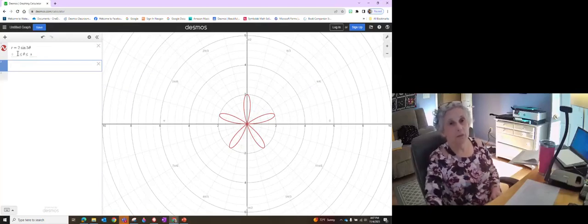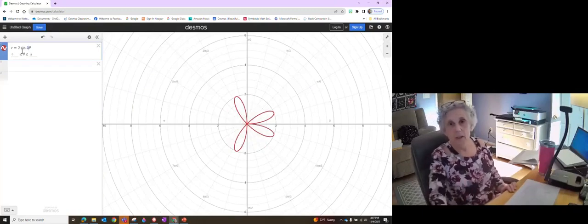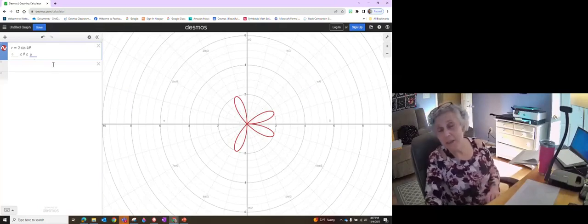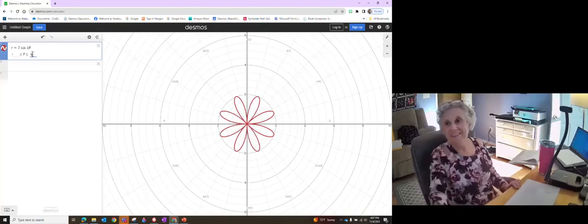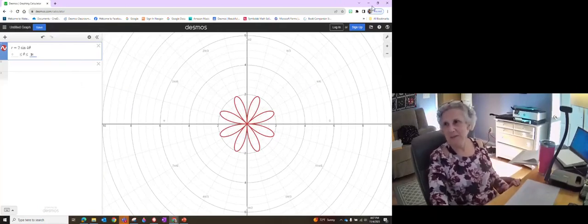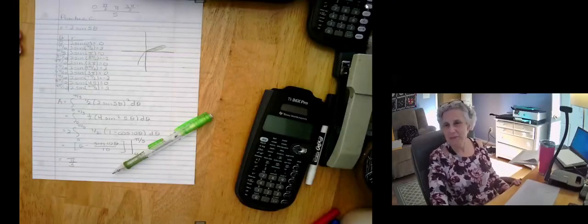If you have an even number of petals, you don't get the whole rose as you go from 0 to pi. You need to go all the way from 0 to 2 pi to get all 8 of the petals when you have an even number.